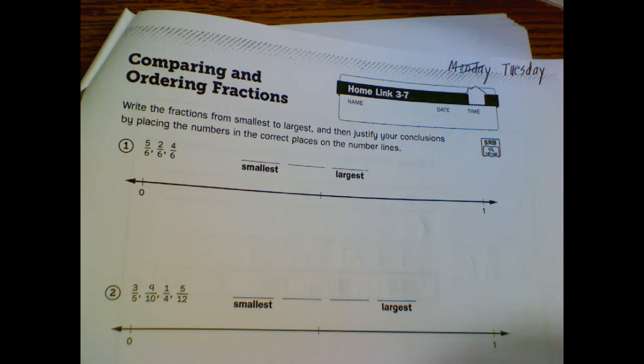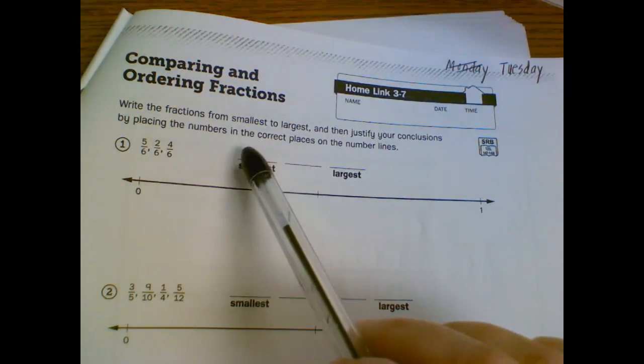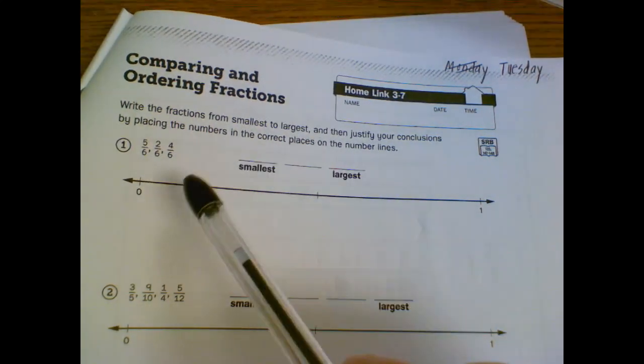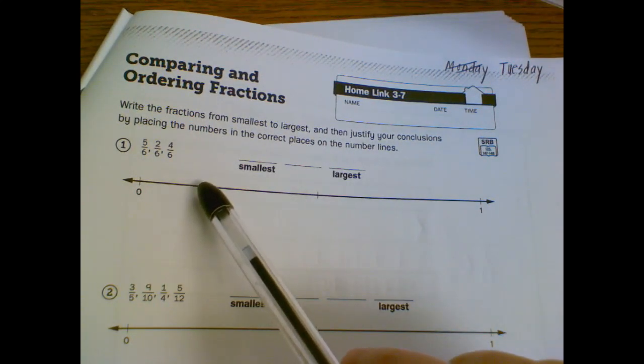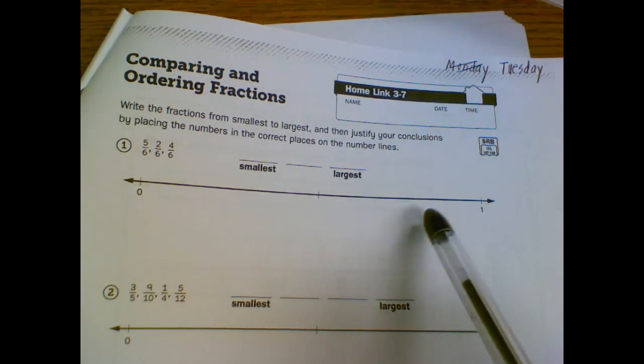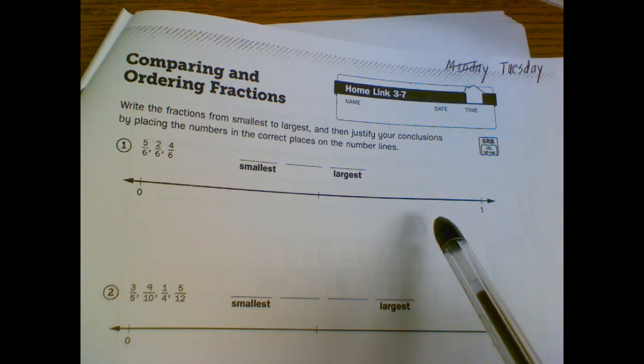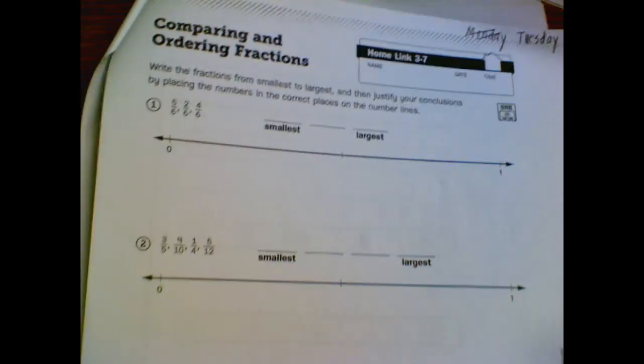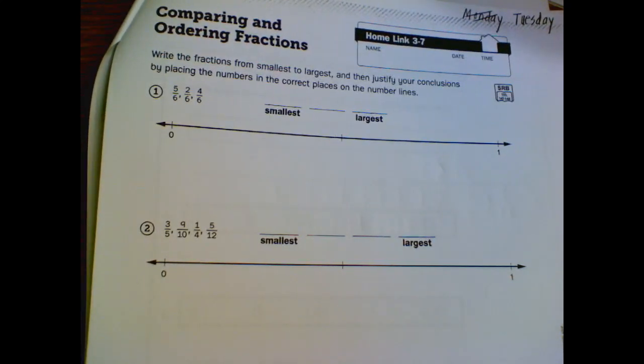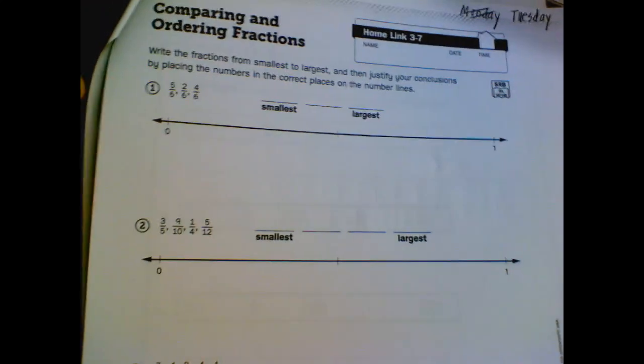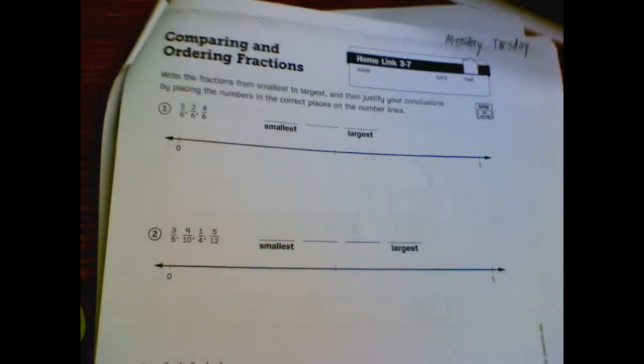Write the fractions from smallest to largest, then justify your conclusions by placing the numbers in the correct places on the number lines. So not only must you put them in the correct order, they want you to take really good guesses at where you think they would go on the number line. And there are correct answers, so don't just randomly place them, okay? So you have questions 1, 2, and 3.